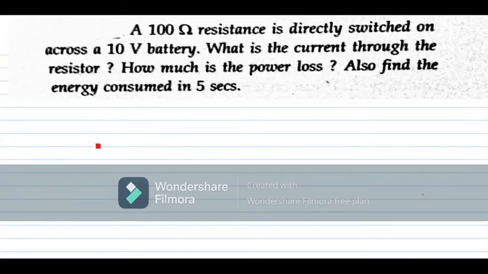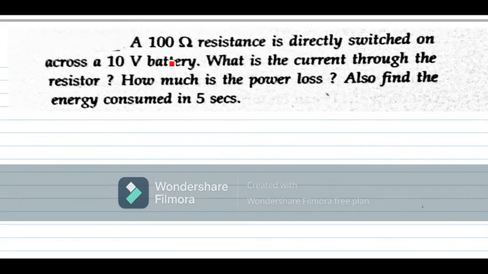A 100 ohm resistance is directly switched on across a 10 volt battery. What is the current through the resistor? How much is the power loss? Also find the energy consumed in 5 seconds. So let's draw the circuit.